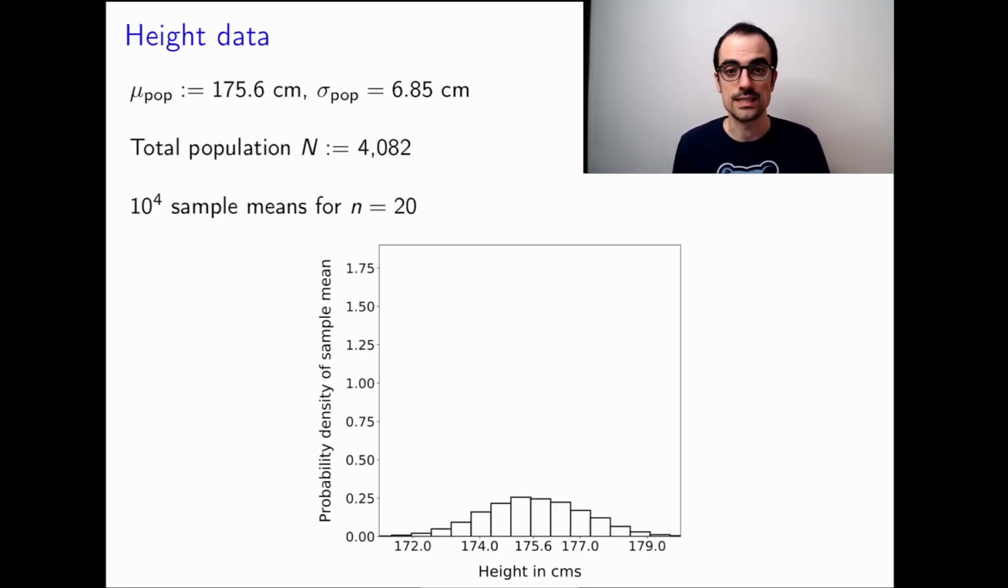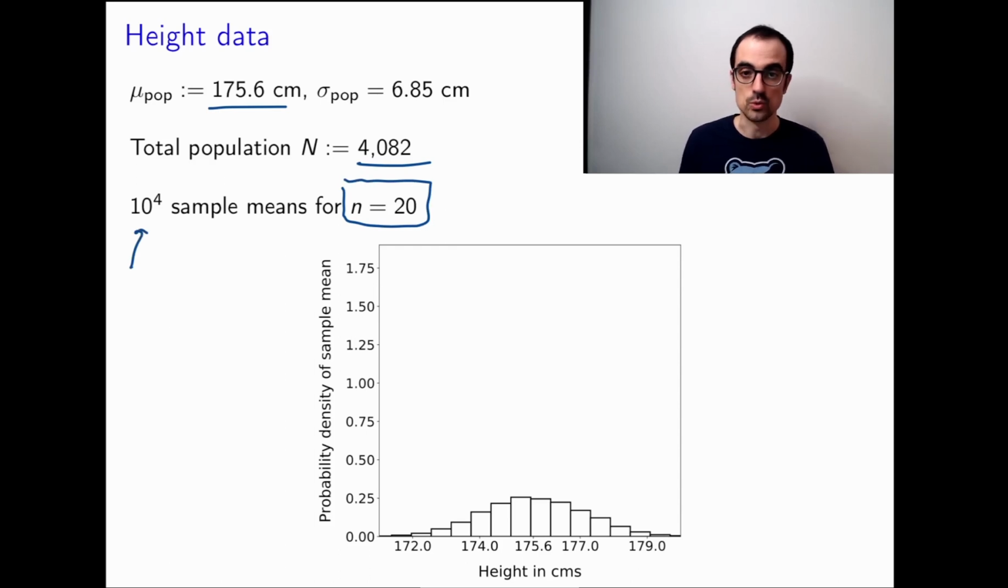Here, I'm showing you this example that we had, where we had a population of 4,000 people. We were applying random sampling to try to estimate the mean of the population. Here I'm showing you the histogram of the sample mean when we're averaging over 20 people, and I'm taking 10,000 samples to plot the histogram.